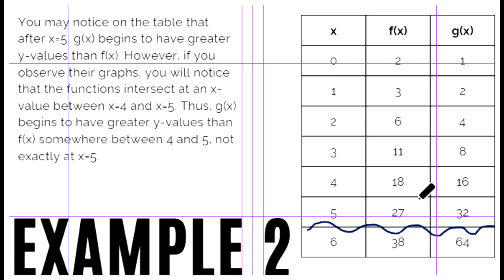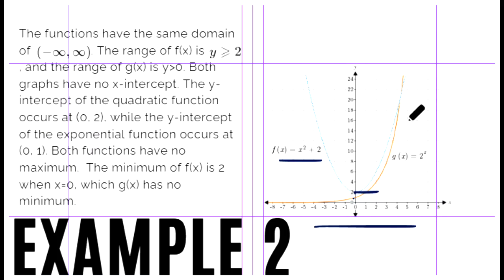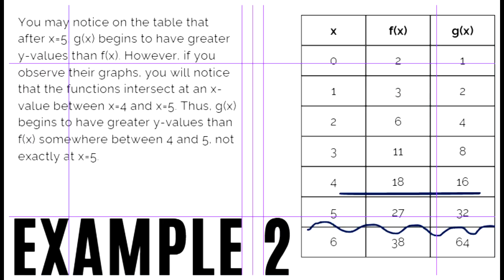However, if you notice their graphs, you'll notice that the functions intersect at an x value between 4 and 5. So the table says right here, the graph says right here. Thus, g of x begins to have greater y values than f of x somewhere between 4 and 5, not exactly at 5. And you can see that here because they're close here, but they flip there. And you can see here, this is where they intersect, but it's going to be more in between 4 and 5 than exactly at 5. That's all that is saying.